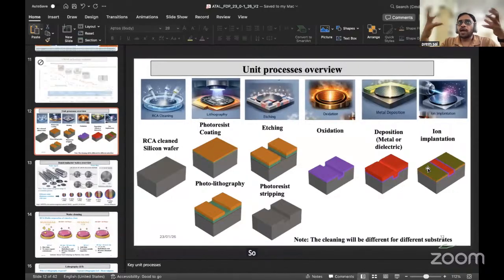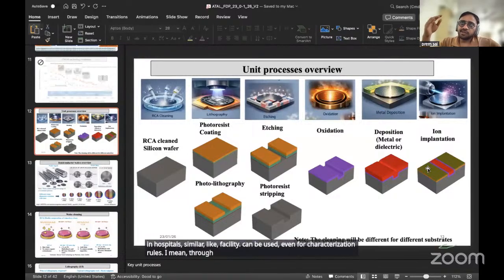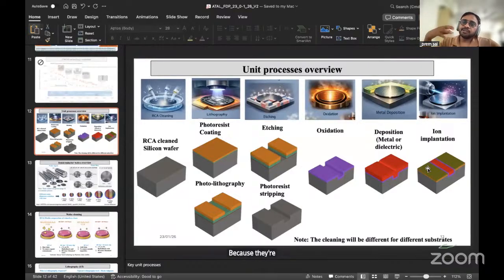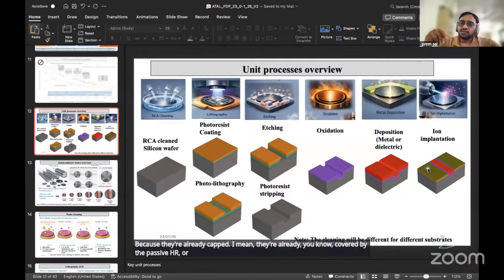So you can have class 10,000, which can be achieved just using air conditioners. You might have seen the intensive care units in hospitals. A similar facility can be used even for characterization rooms. In the air conditioners you also have a HEPA filter, and that will be sufficient because the devices are already capped, covered by the passivation or encapsulation material. So that is one way.